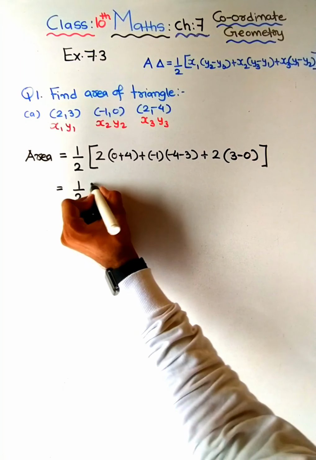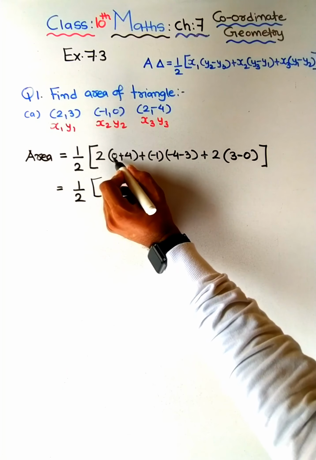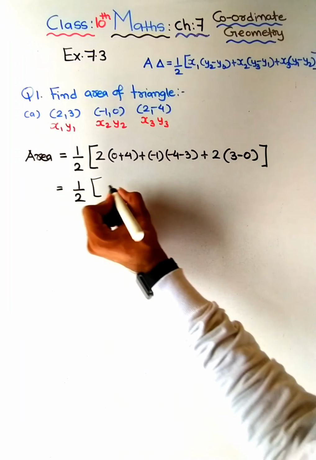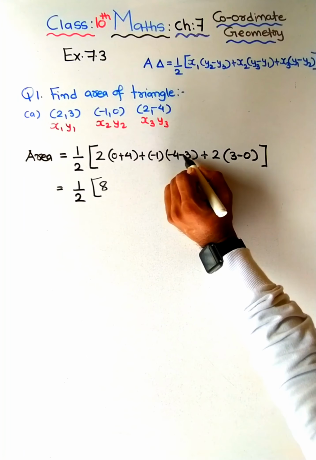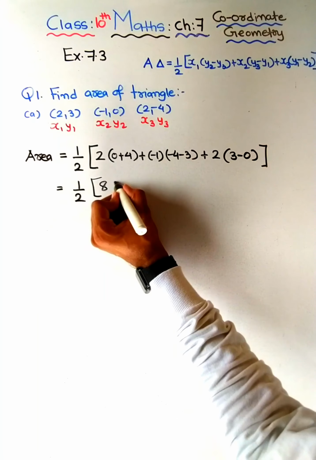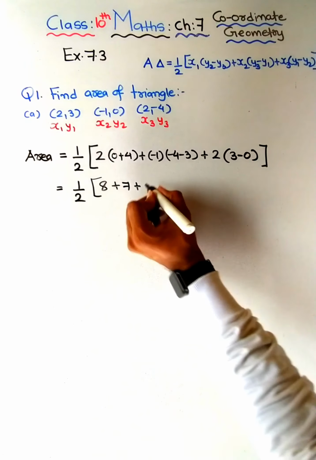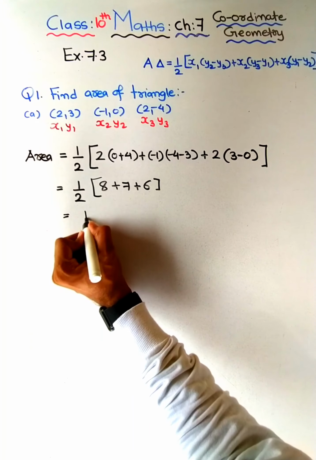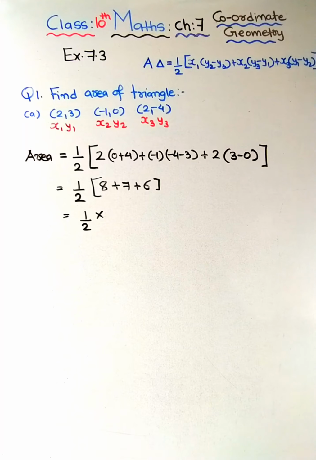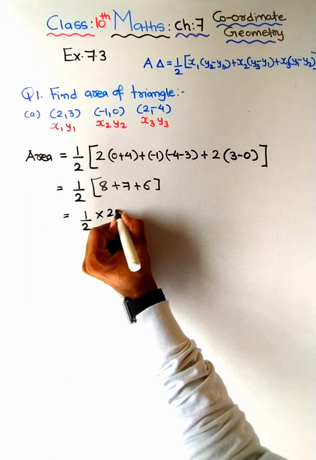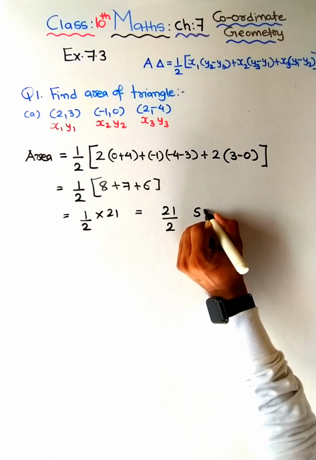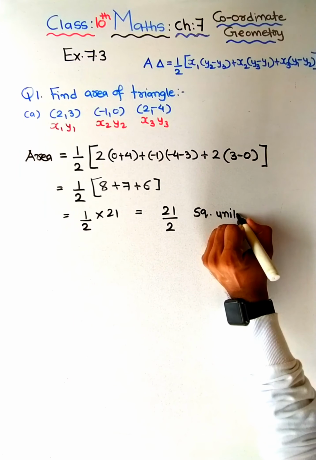Now here 0 plus 4 is 4. 4 into 2 is 8. Over here, minus 4 minus 3 is minus 7, and minus 7 into minus 1 is plus 7. And finally 2 3s are 6. So our answer will be 1 by 2 into, what is the addition of these three terms? That is 21. And so our final answer will be 21 by 2 square units.